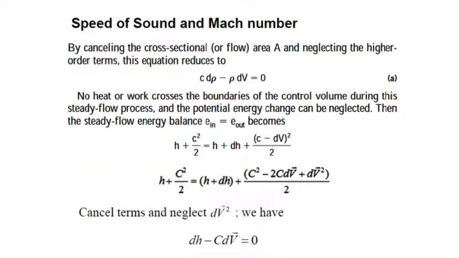In the next slide, we are cancelling the cross-sectional area and neglecting the higher order terms. So, your equation reduces to C d rho minus rho dV, which is equal to 0.